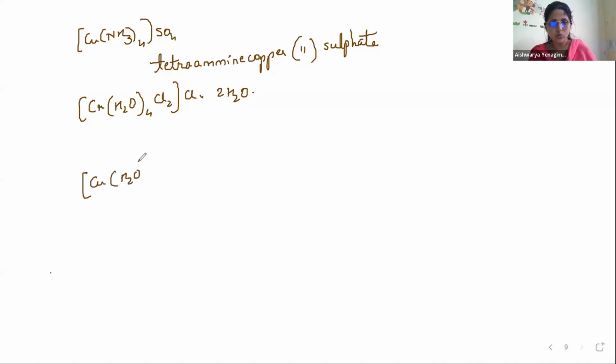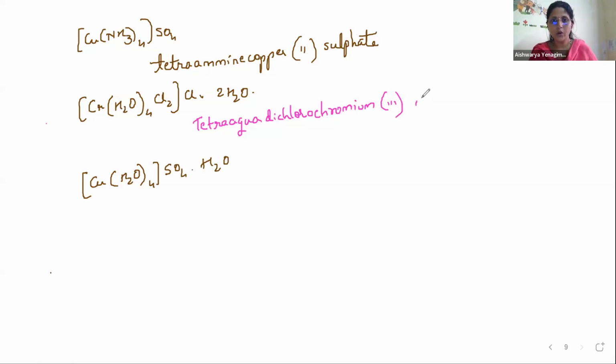[Cu(H2O)4]SO4·H2O. Okay. How do you write the names for this? Tell me. Come on. Think and answer. So here Cr(H2O)4. H2O4 is tetraaqua. So tetraaqua. Fine. Then you have Cl2. Cl2 is dichloro. Then Cr. Cr stands for chromium. Oxidation state 3. Then you have chloride.